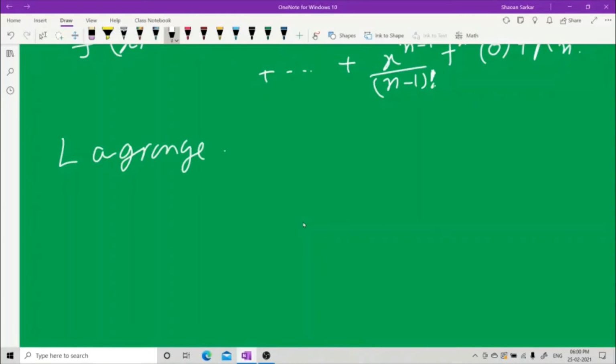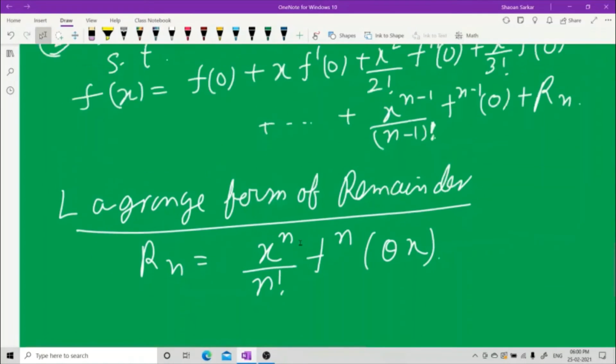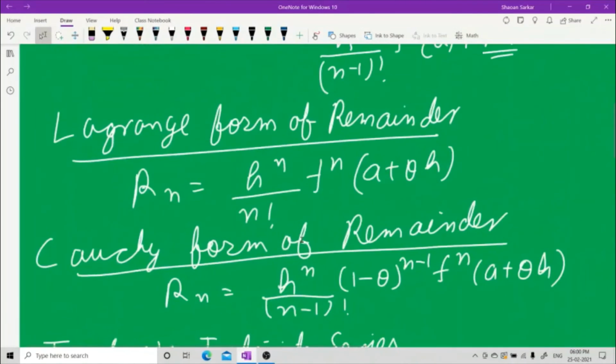Now this is the Lagrange form of remainder. Now see one thing, Lagrange form of remainder. Now see here, in place of Rn you will write x to the power of n upon n factorial fn theta x. Compare with this: x to the power of n upon n factorial fn. A is 0, h is x.